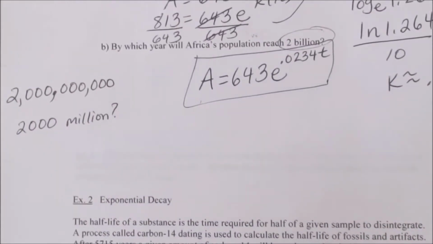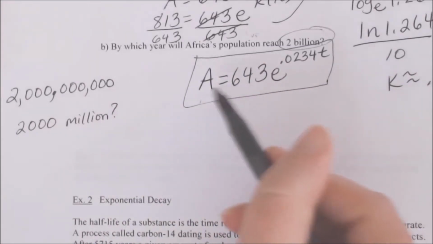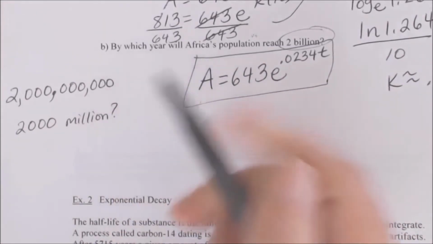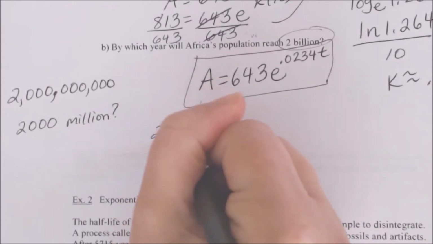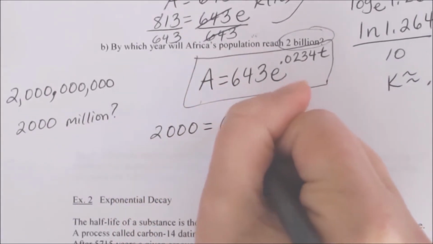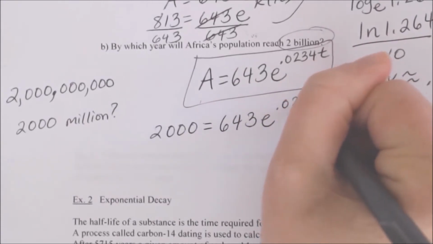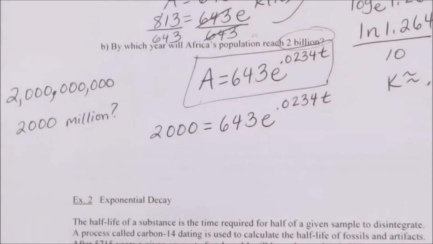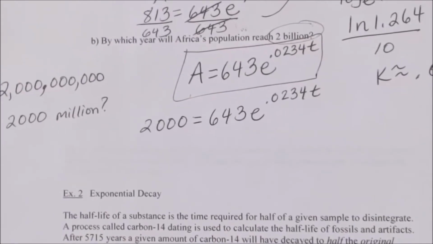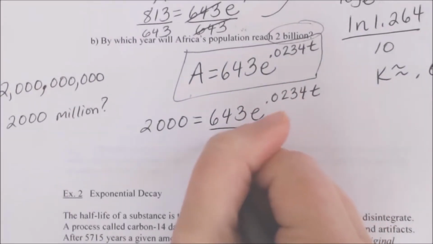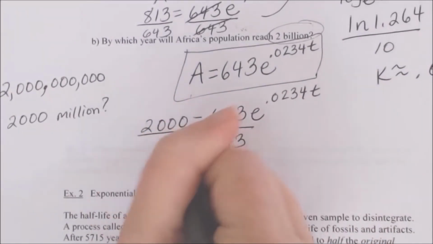So remember, the year is what we're looking for. I'm going to put 2,000 in place of the A because 2,000 is the population I'm trying to get to. So 2,000 equals 643e to the 0.0234t. Now I'm trying to solve for t because I'm looking for the year. So we're going to divide by 643.